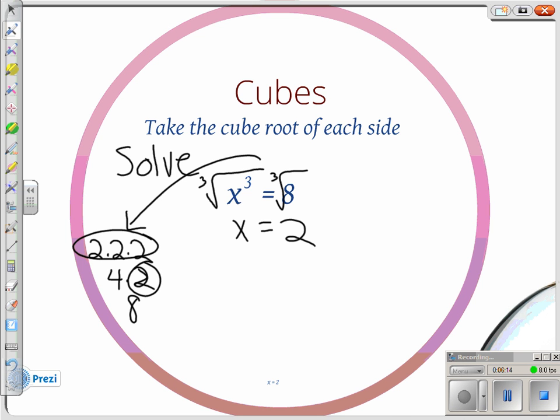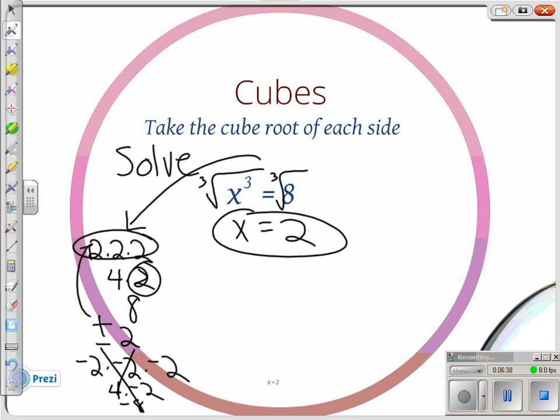Now, does it have to be positive or negative? No, because if I chose positive or negative 2, positive 2 we know works. We just did that. But if I did negative 2 times negative 2 times negative 2, that gives me a negative 8. So that does not check. So remember that the rule is going to be a little different when we're talking about square roots as opposed to cube roots. So x is equal to 2 is our final answer. You should not be using a calculator, and your equal signs should be lined up.